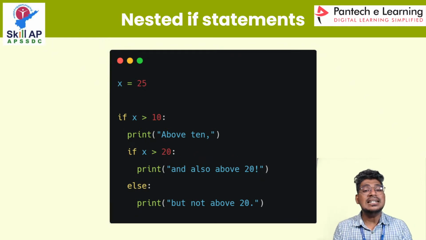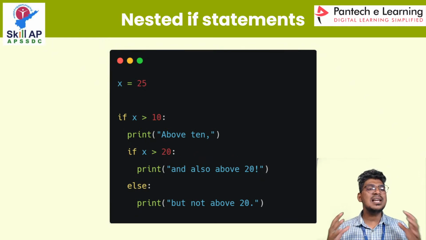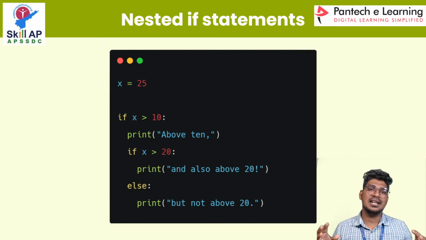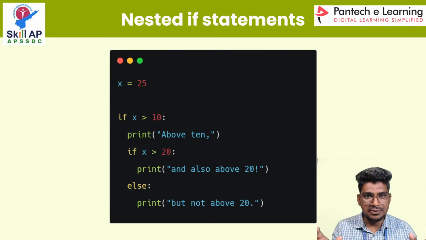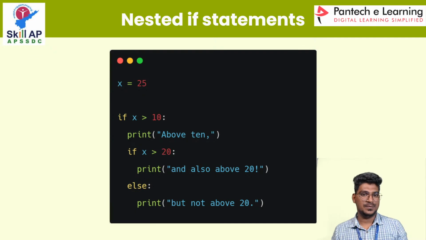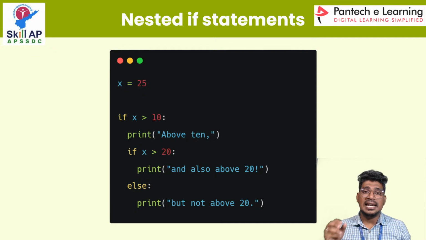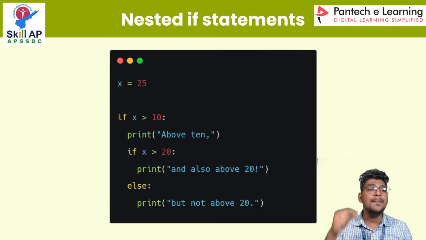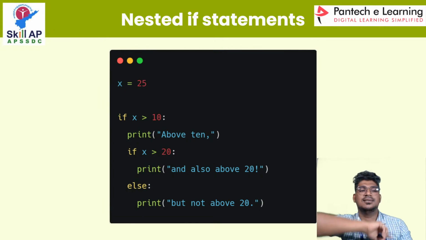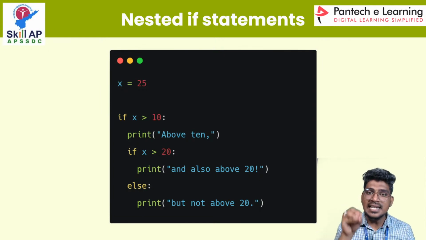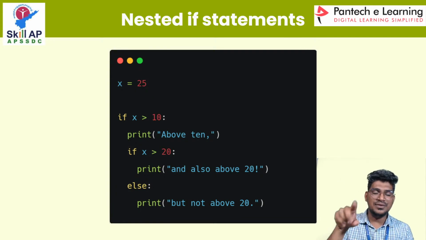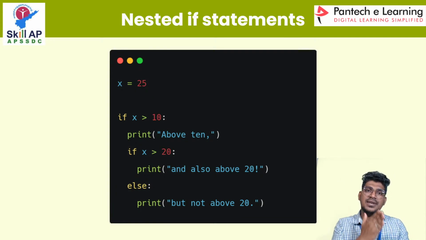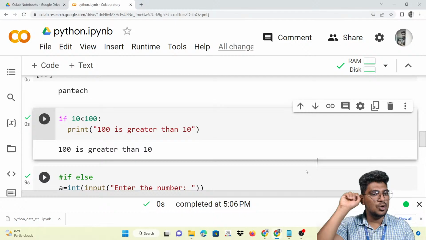And for the nested if, what is the meaning of nested if? Nested if consists of an outer if and also an inner if. That means the inner if works based on the outer if condition. The inner one is going to work based on the outer if condition, if the outer if condition is true. Folks, is that clear?